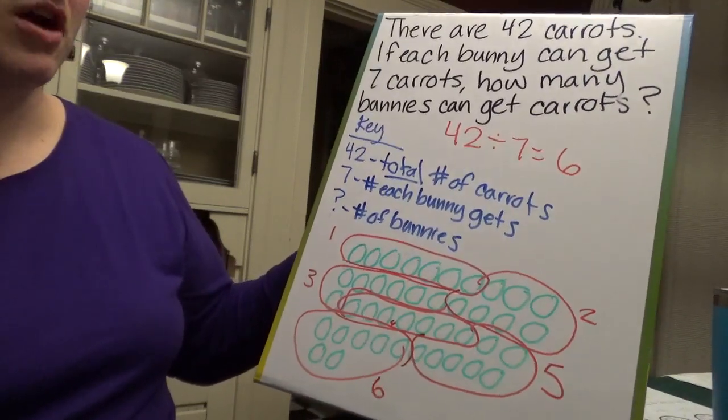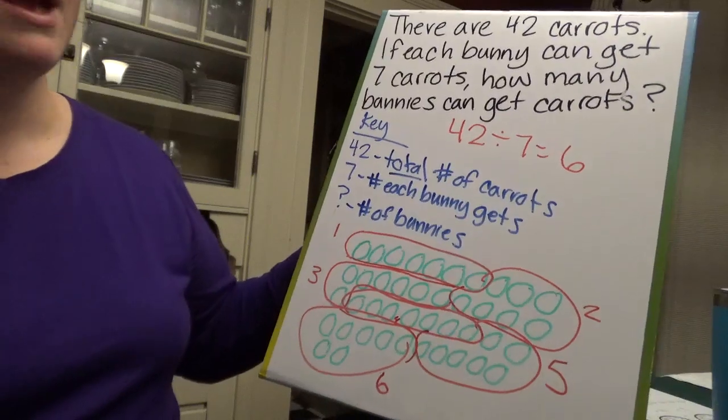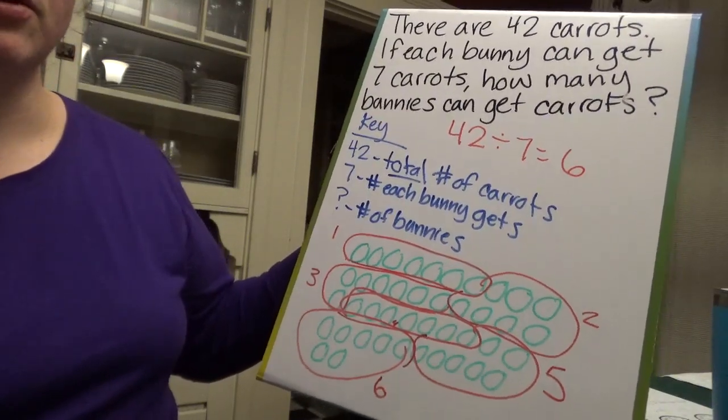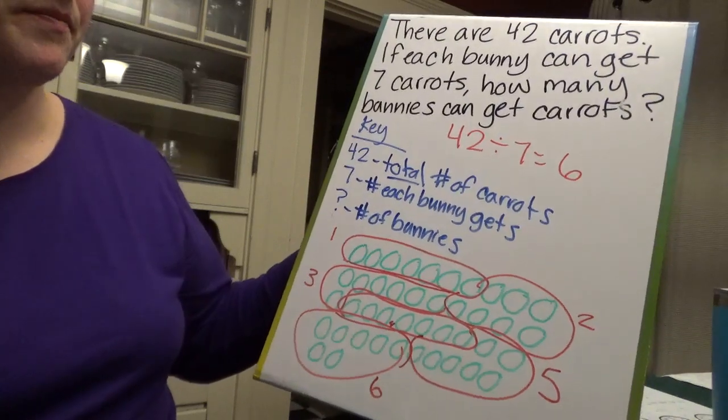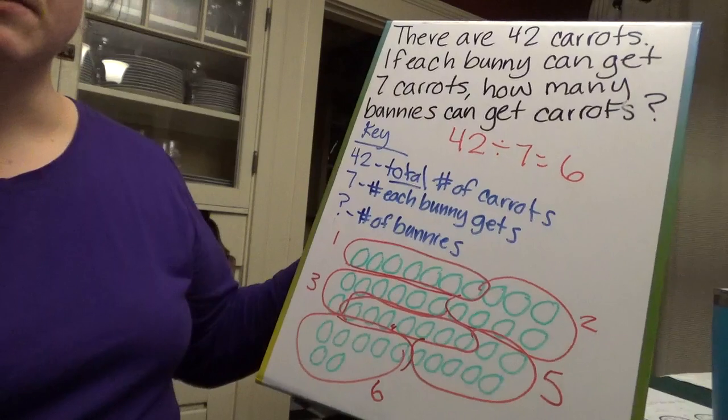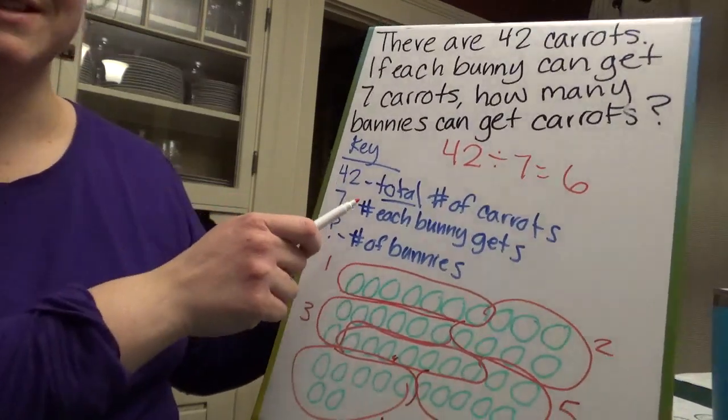Some of you might have drawn 7 boxes. That's okay. It doesn't exactly match the problem, but it's still a division strategy that you could use to figure out the answer. Division is tricky. It can be really, really challenging. Something I find really helpful is this key.